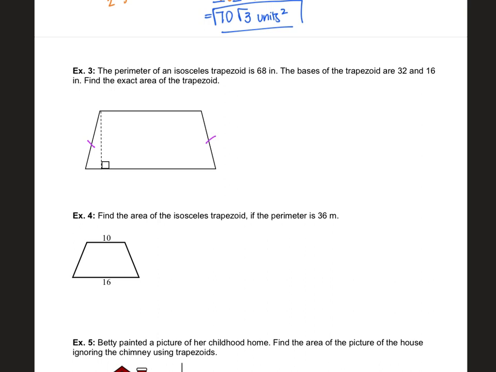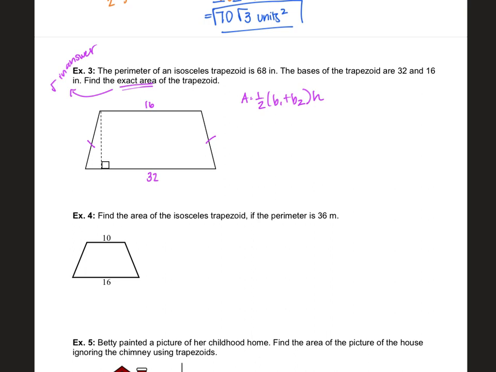Let's continue reading. It says the perimeter again of the isosceles trapezoid is 68 inches. The bases of this trapezoid are 32 and 16. And our job is to find the exact area. So again, I'm probably going to have a radical in my answer, possibly. If I end up with a radical in the problem, it better end up in the final answer if need be. Again, if I start with the formula, it's always a good place to start to help us collect what we've already been given and what we need to find. I'm already given base 1. I'm already given base 2. Definitely not given the height though. I need to find that.